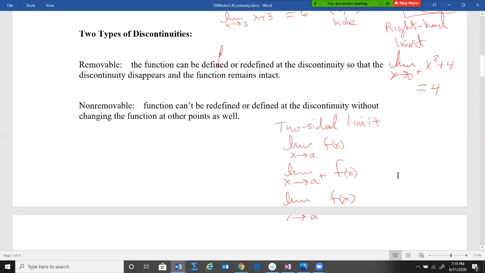Okay, so this will exist, will be equal to L, only if both of these are equal to L. So this is a way that you can check in case of these piecewise functions, whether or not you have an existing limit, and also whether or not you have continuity. Because remember, the continuity depends on the value of those limits.